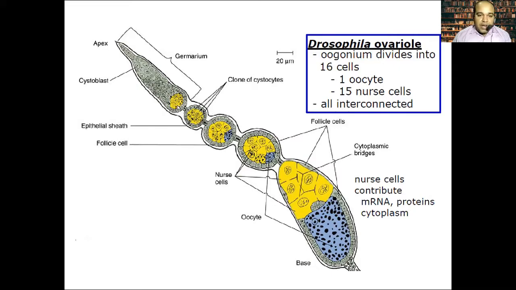So what you are going to find here is that there is an apex, there is the cytoplasm, a layer of cells is present, clones of cystocytes. Cystocytes are the cells which will further divide and will lead to the formation of nurse cells.